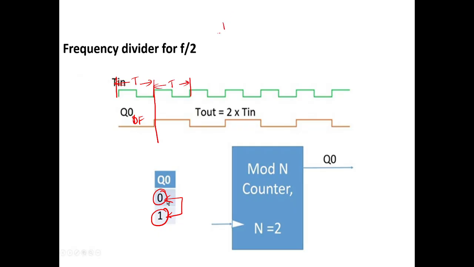So directly you are getting 1 by 1 plus 1 into 100. This is the duty cycle. So you are getting 50% duty cycle, so no need to apply any extra circuitry. Directly you are getting Q naught with 50% duty cycle. This is even number.